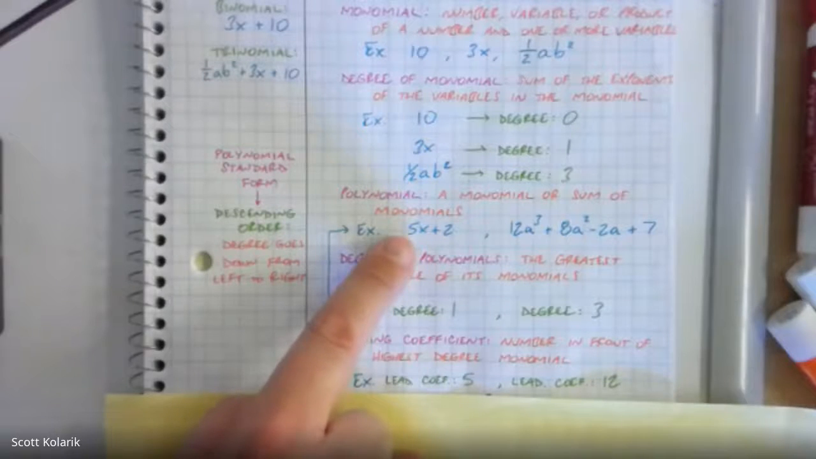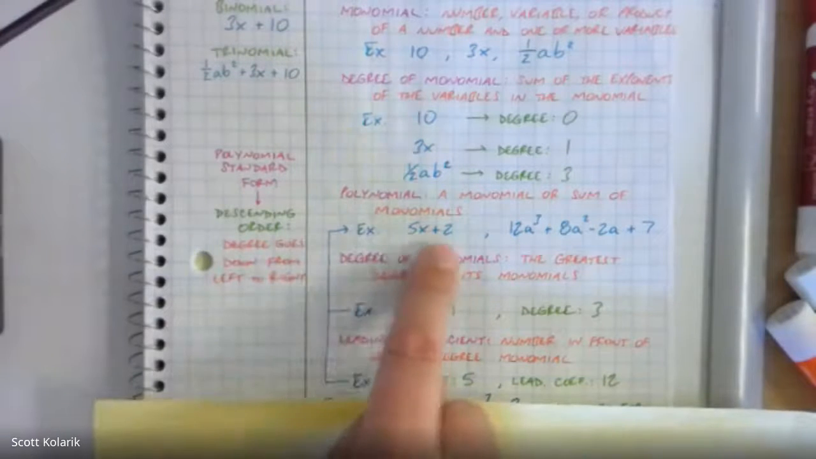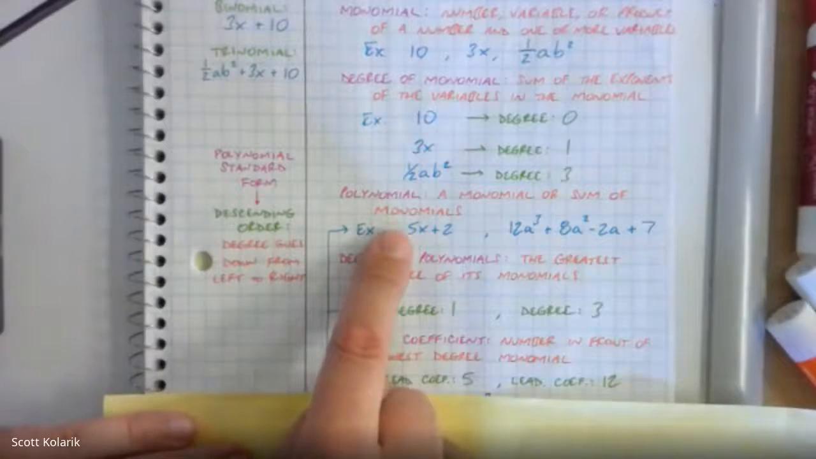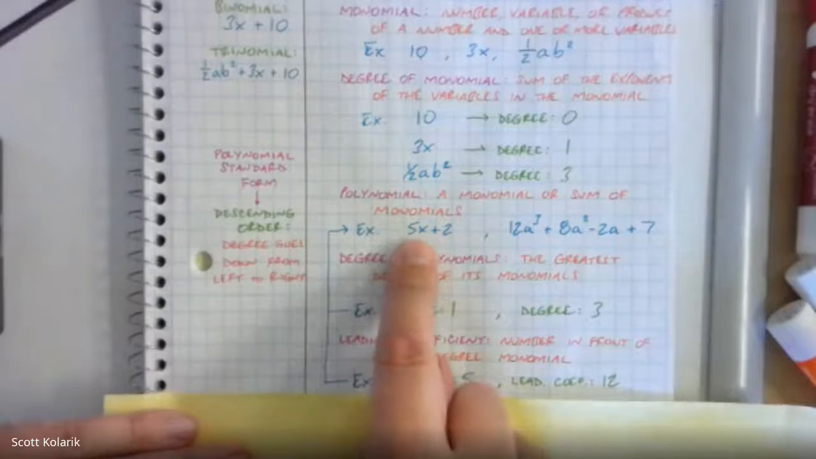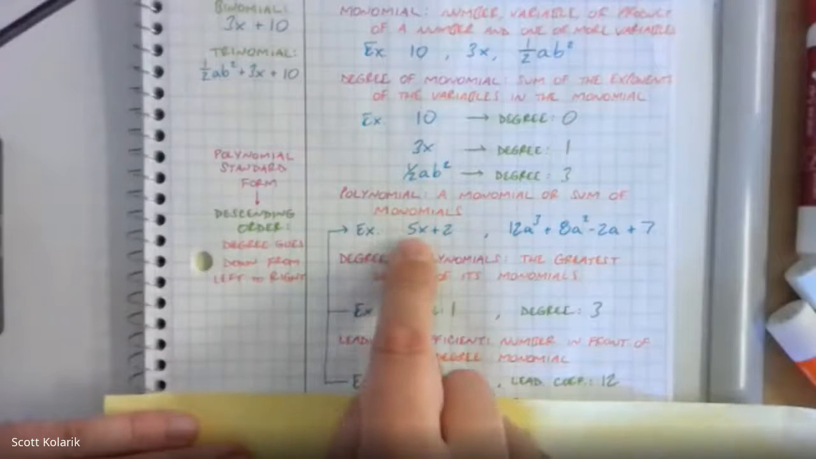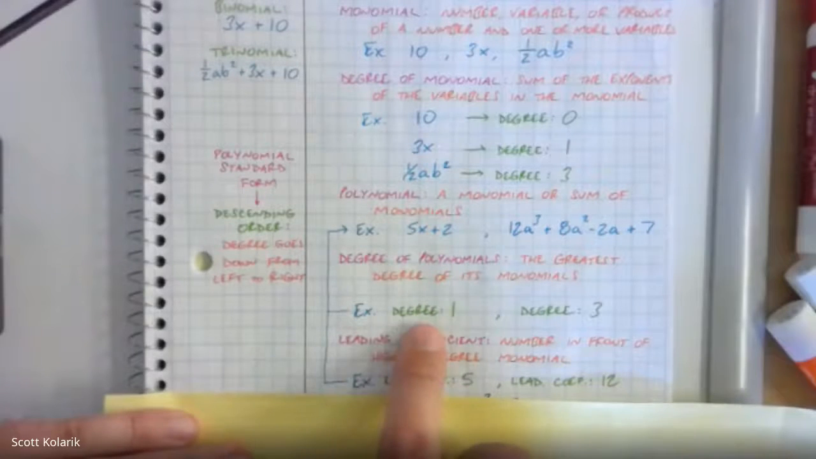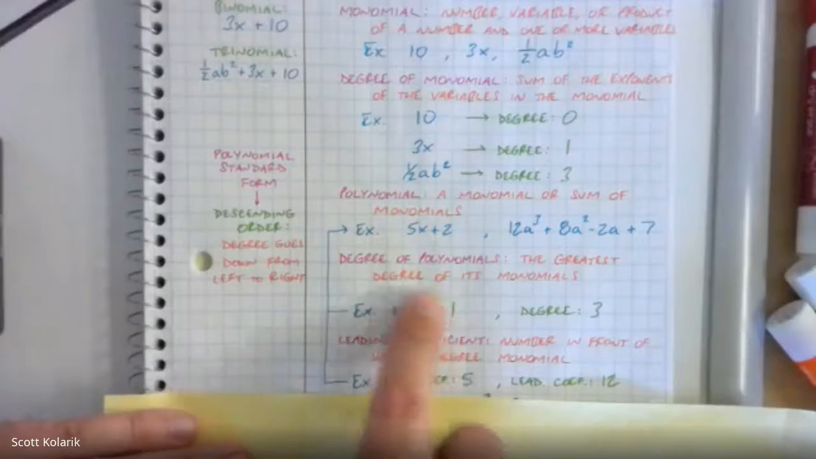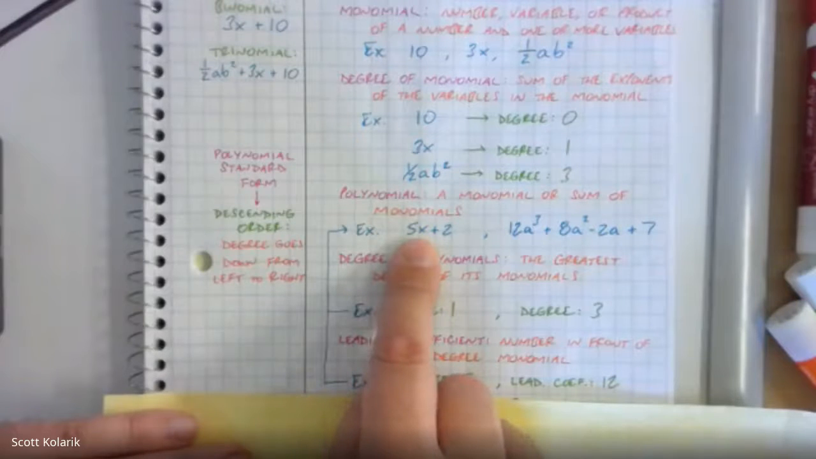But so this 5x, I'm only going to care about this 5x. I'm not even going to care about that 2. But in this 5x, the highest degree in this polynomial, this binomial, is the x to the 1 power, meaning that this is a degree of 1. This is a first degree polynomial.